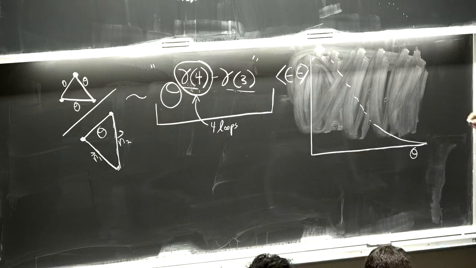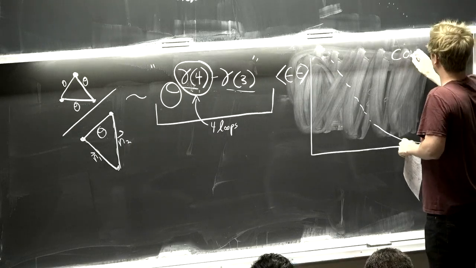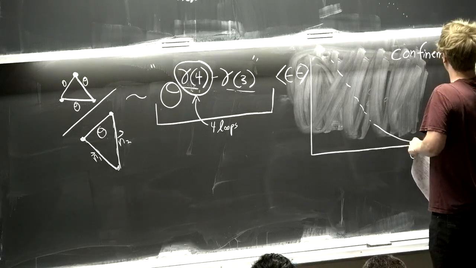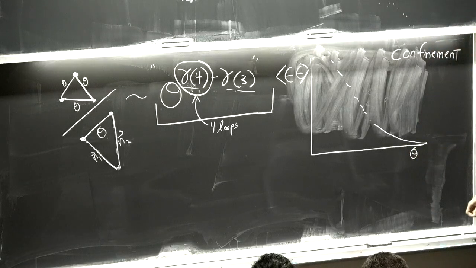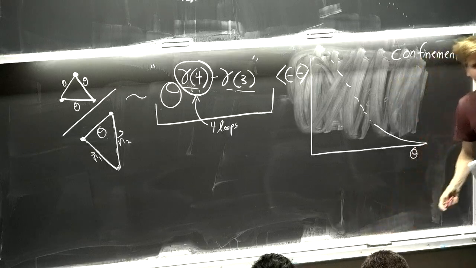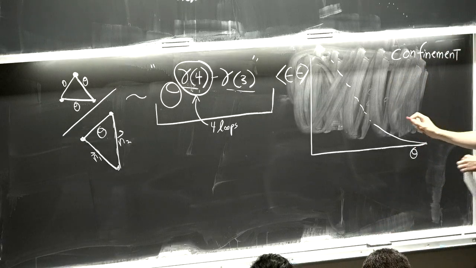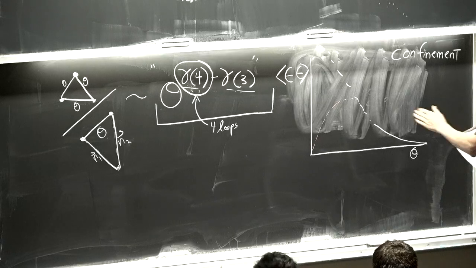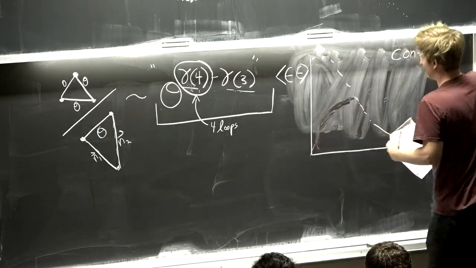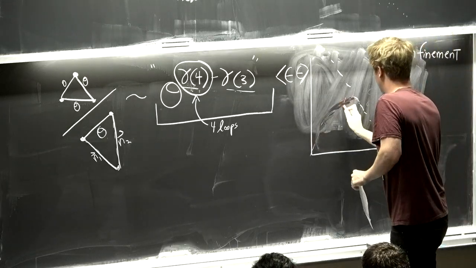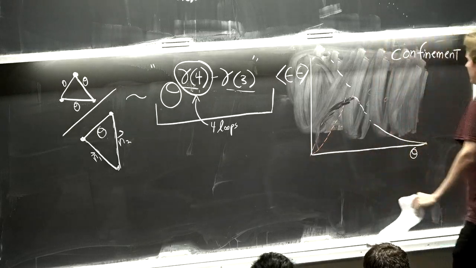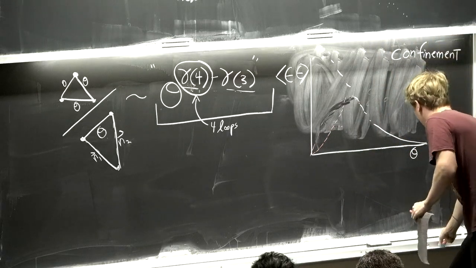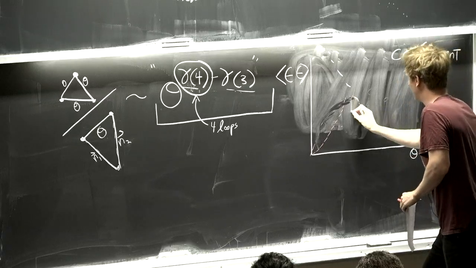Yeah, so confinement happens. Can you guess what confinement will do to this correlation function? Yeah, good. So confinement, actually this is not a perfect plot, but confinement will make it turn over like this at exactly an angular scale which is set by lambda QCD.